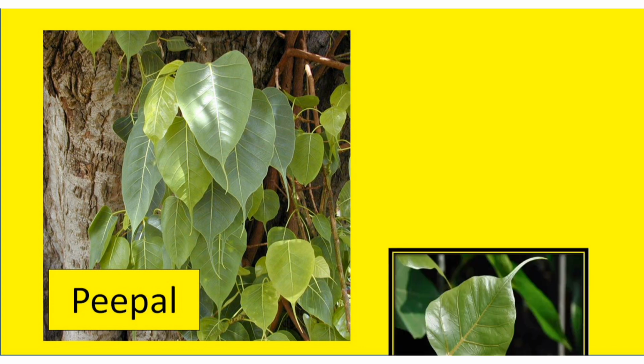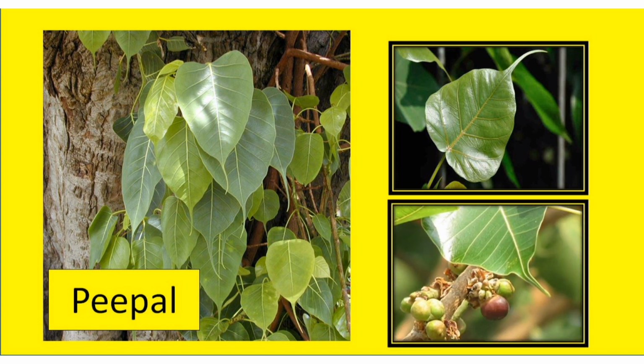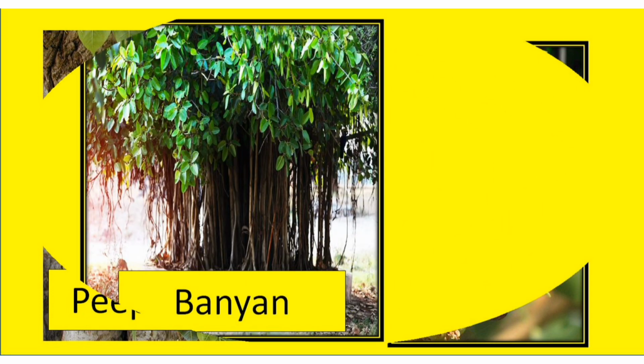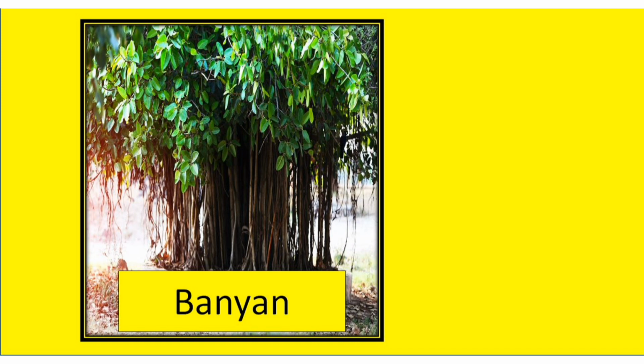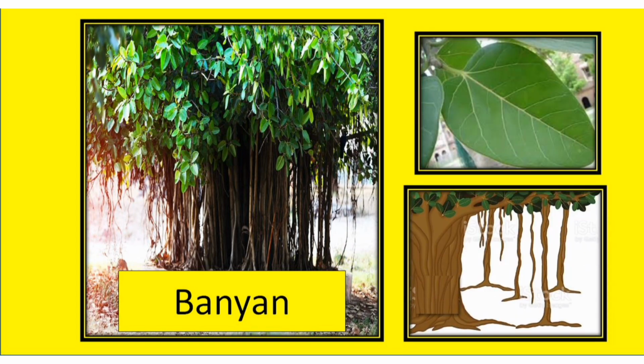Look at the shape of its leaf. Its shape is very different from other leaves. We can also identify this tree from its fruits. Now children, the next tree is the banyan tree. Children, the banyan tree can be easily identified from its leaves and also from its aerial roots.